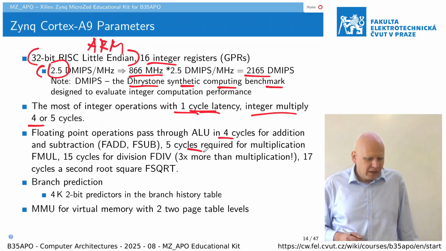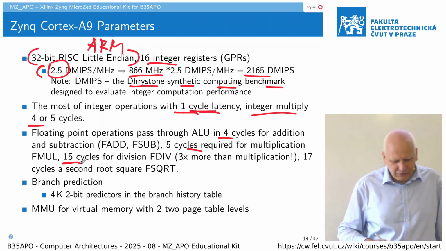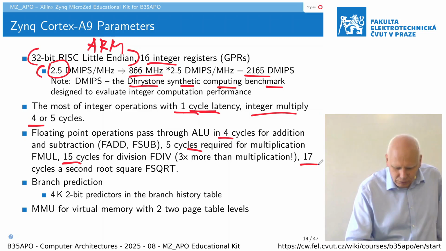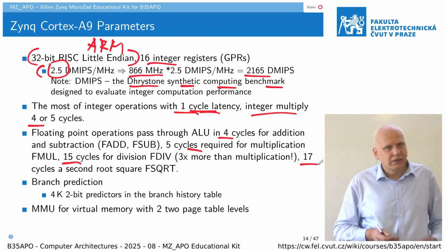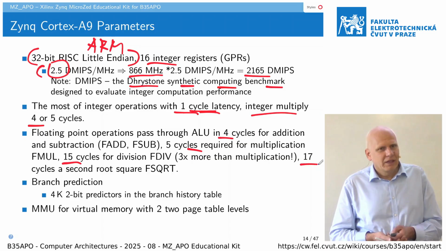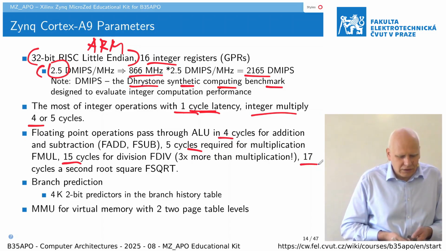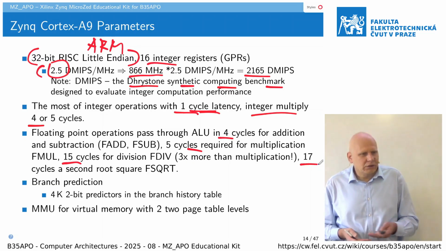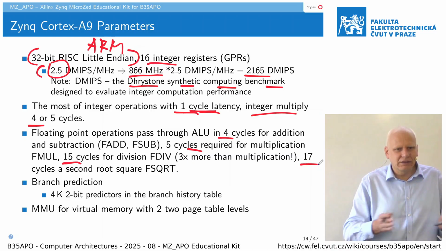multiplication. Integer divide is not written here at all, but for floating point we need 15 cycles, and if you want to compute a square root, then you need 17 cycles. On the other hand, if you want to implement some game in 3D space, then you probably know that the square root is very important because it allows you to compute distance and scaling and so on.